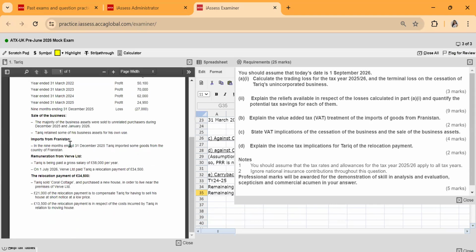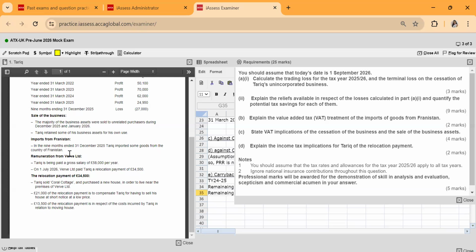So, import from Franistan. In the 9 months ended 31st December 25, Tariq imported some goods. So, we can say that Tariq will have to adopt postponed VAT accounting. At the point of importation, the output VAT will be recorded but will not be paid. And in the immediate VAT return that will follow this period, we will show the output VAT and the recovery of it by way of input VAT in the returns without paying any tax for it. This is known as postponed VAT accounting.